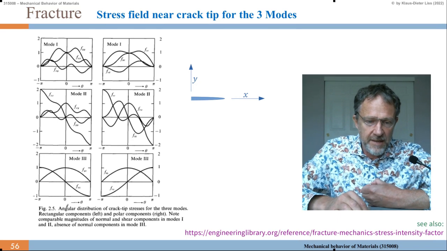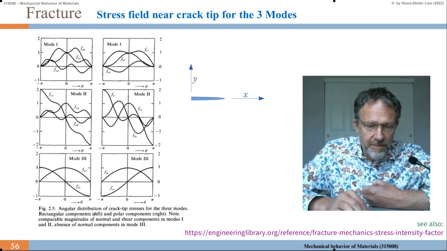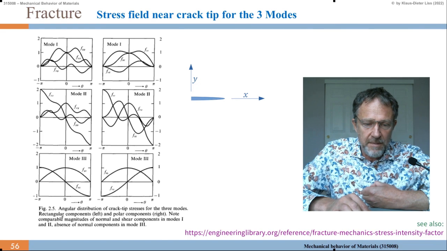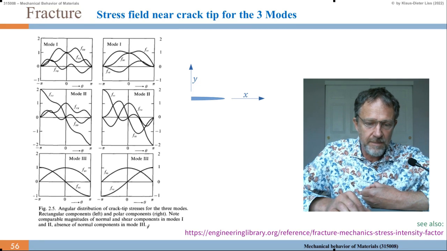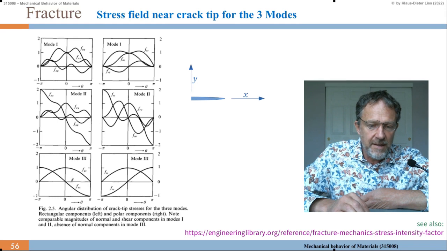So we have here the angular distribution of crack tip stresses for the 3 modes. The rectangular components are left and polar components to the right. So here we have the Cartesian coordinates and here we have the polar coordinates. And note comparable magnitudes of normal and shear components in mode 1 and 2, absence of normal components in mode 3. So normal components in mode 3 are absent. We only have shear components in the yz and in the xz directions.